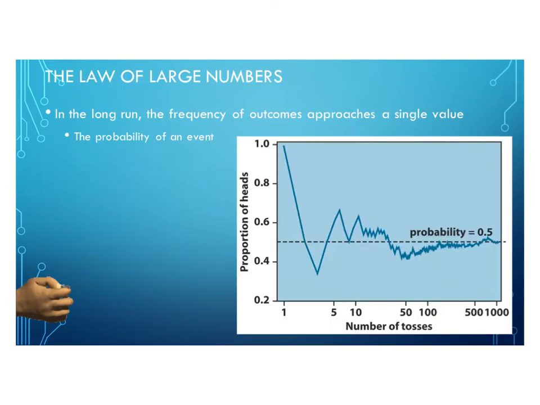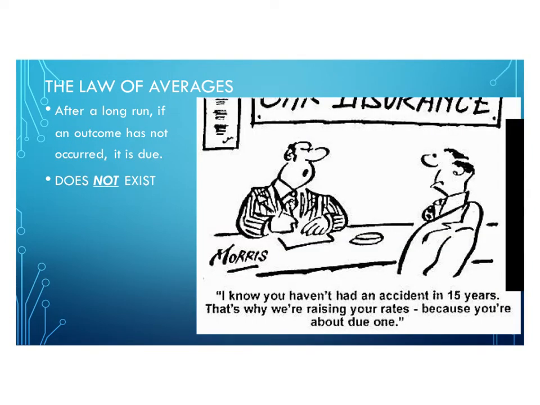This brings us to the law of large numbers, and all it states is that in the long run, the frequency of outcomes approaches a single value, meaning the probability of the event. Notice we have a graphic here, and we're looking at the number of coin tosses and the proportion of heads. Obviously, this first coin toss was a head, so we had a 100% proportion. But as the number of coin tosses increases, that proportion eventually approaches about 50%. When we discuss the law of averages, we're saying after a long run, if an outcome has not occurred, it is due to occur. Well, this actually does not exist.